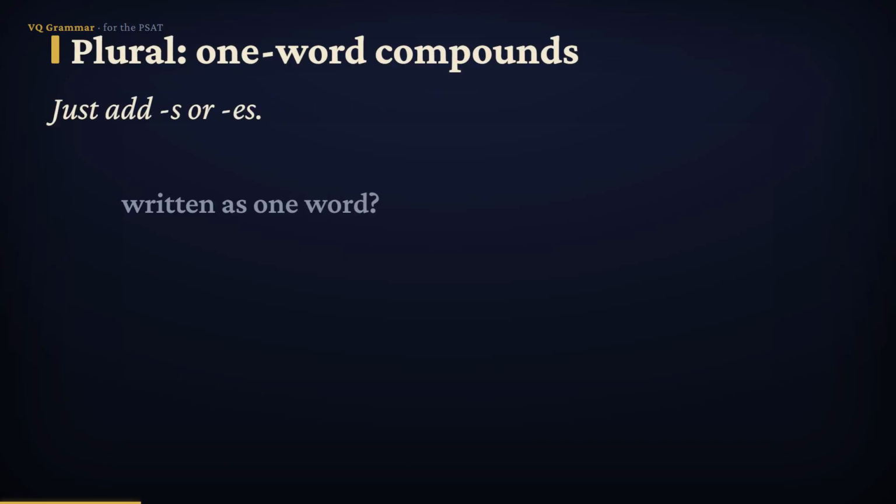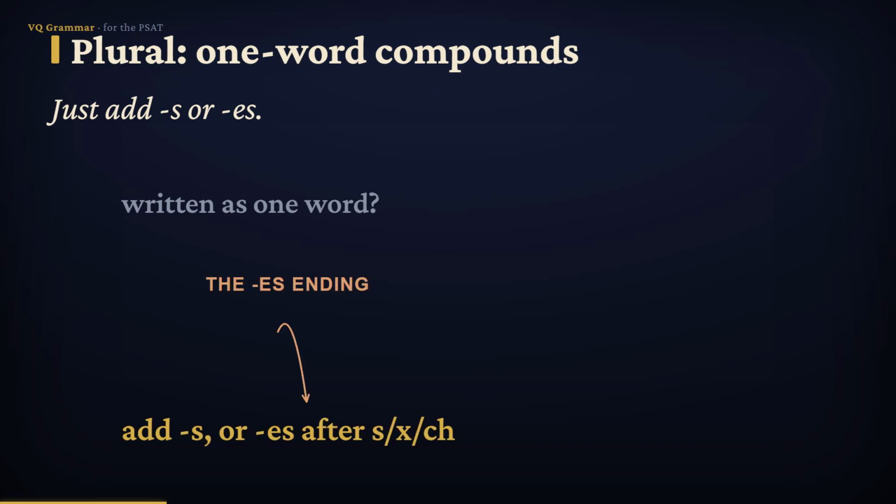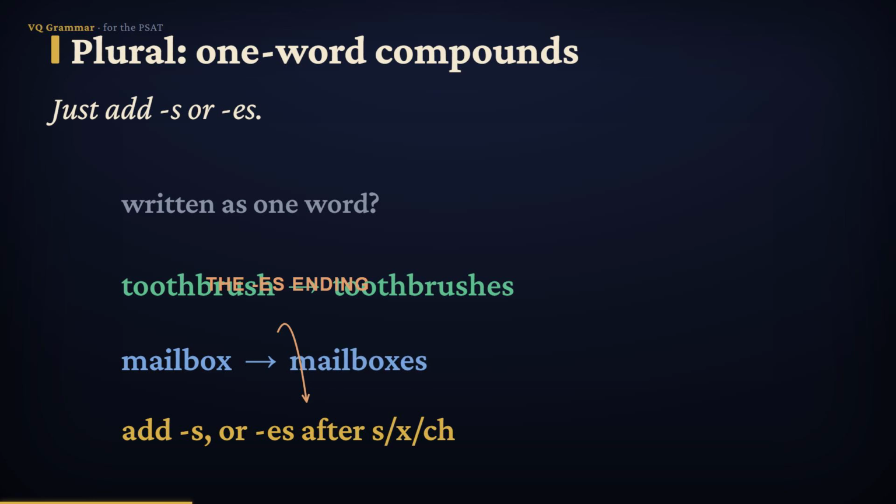Now, how do we make a compound plural? It depends on how it's written. If the compound is one solid word, you treat it like any normal noun. Just add s, or add es when it ends in a hissing sound, like s, x, or k. So toothbrush becomes toothbrushes. Mailbox ends in x, so it takes es and becomes mailboxes. Easy. One-word compounds follow the ordinary plural rule.